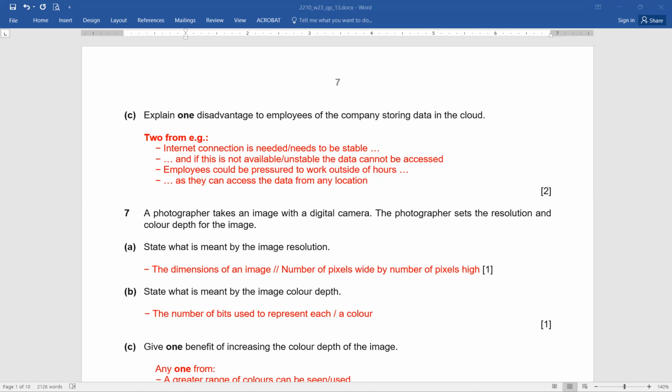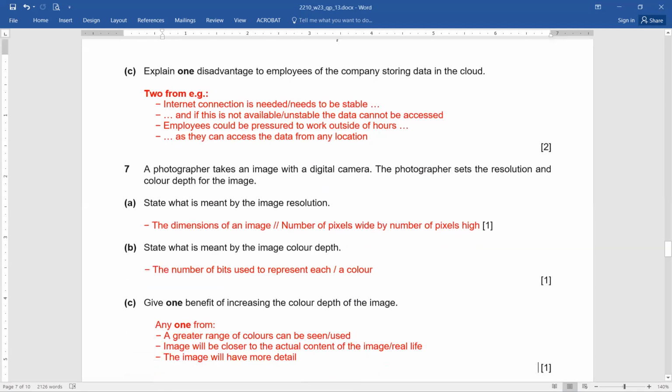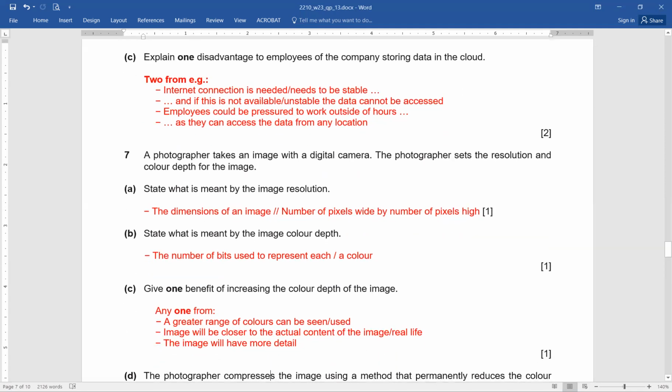Give one benefit of increasing the color depth. What is the best answer for that? Why do we need to consider increasing the color depth? Definitely, a greater range of colors can be used. The image will be closer to the actual. The image will have more detail. You can see the image more clearly. The image will be sharper. So any one benefit written properly will definitely give you 1 out of 1.